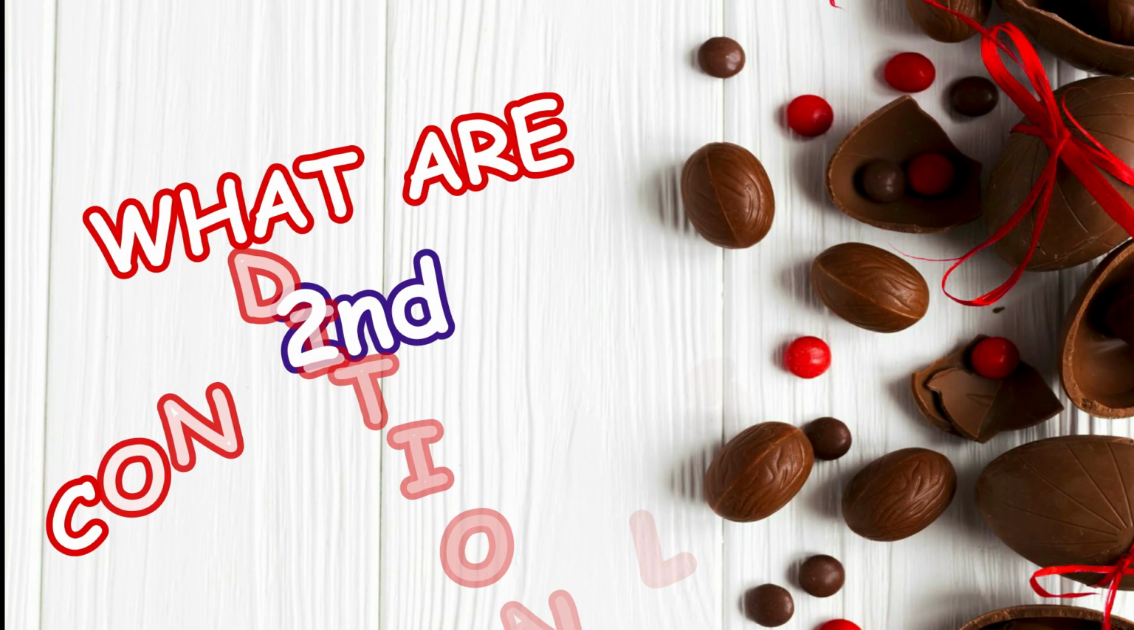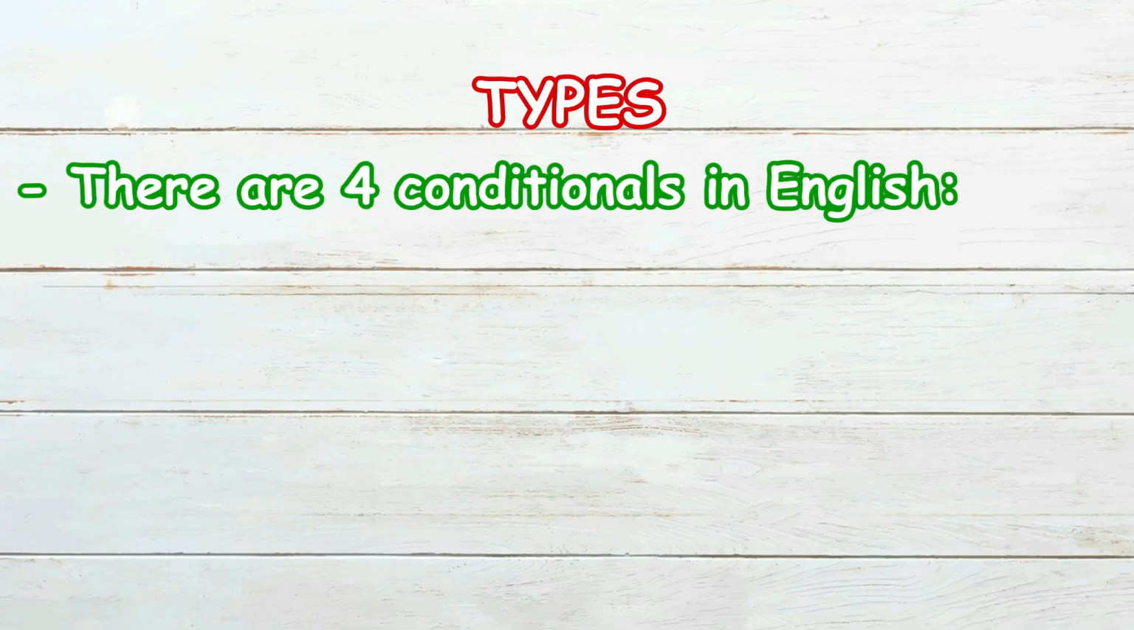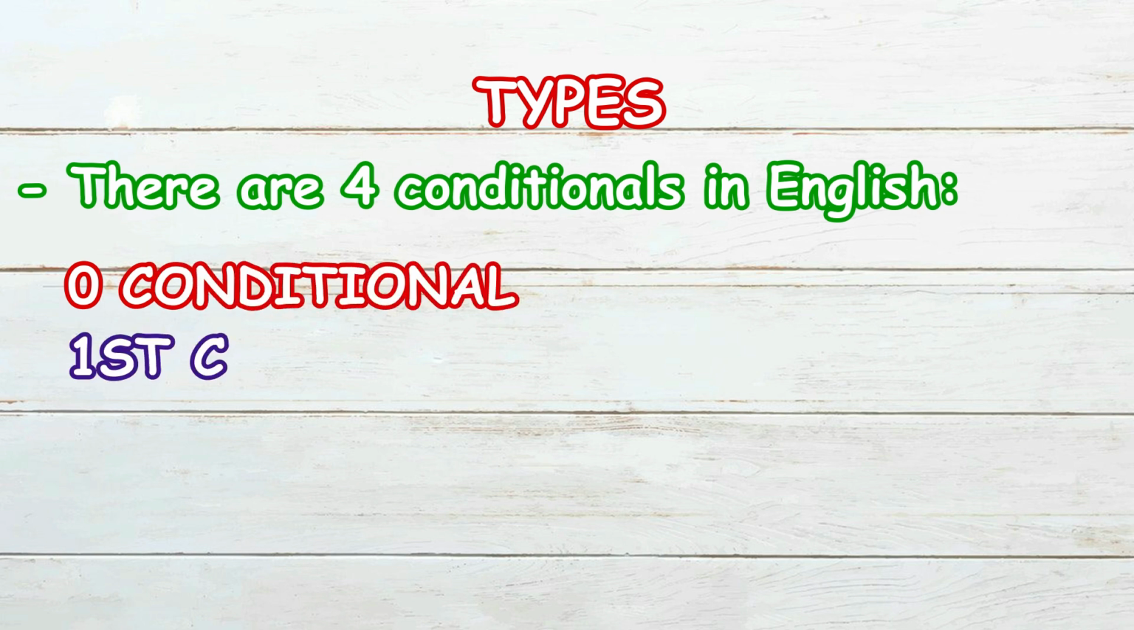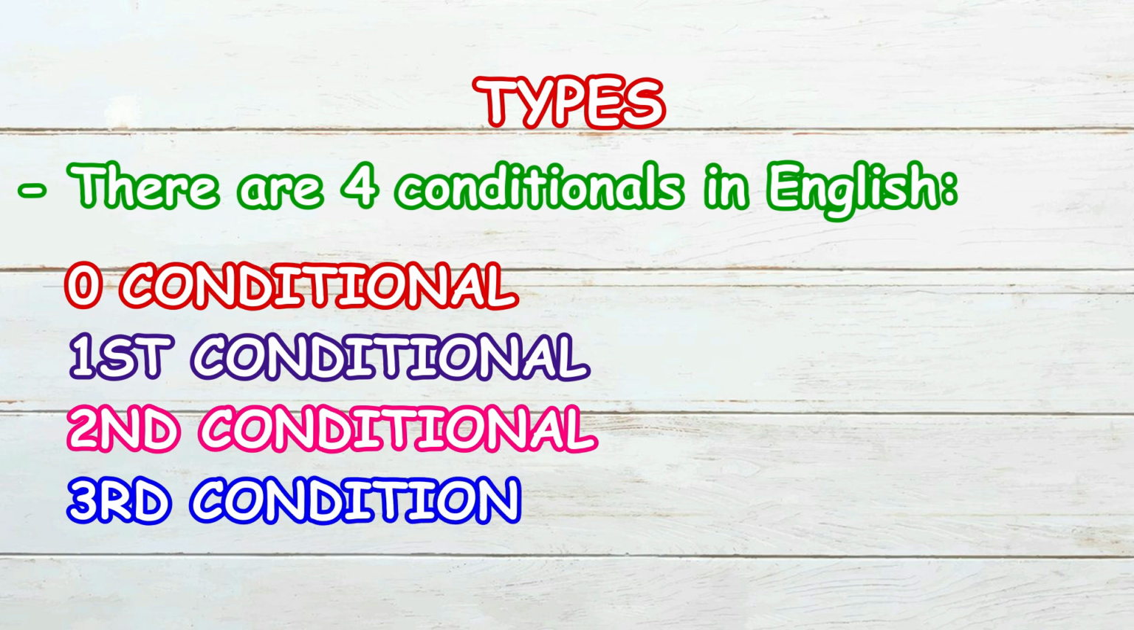What are second conditionals? So let's get started. Now there are 4 conditionals in English: zero conditional, first conditional, second conditional, and third conditional. Today we'll learn second conditional.